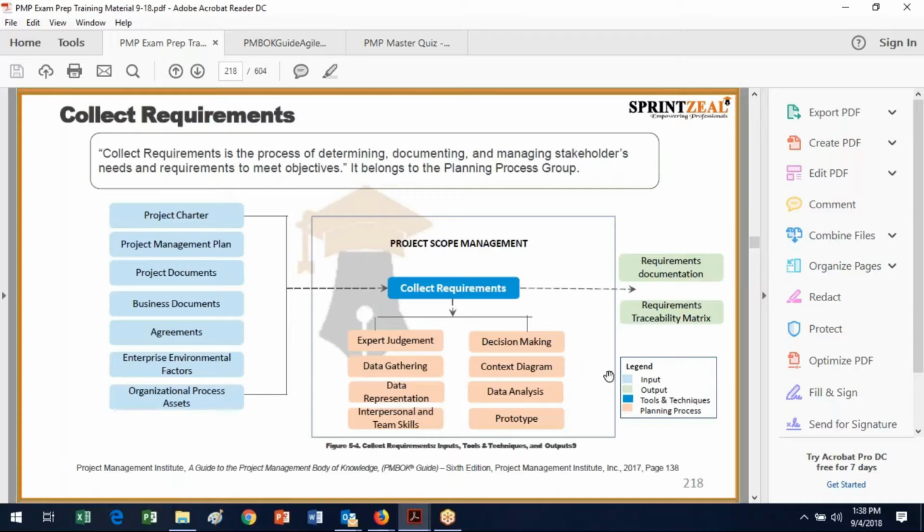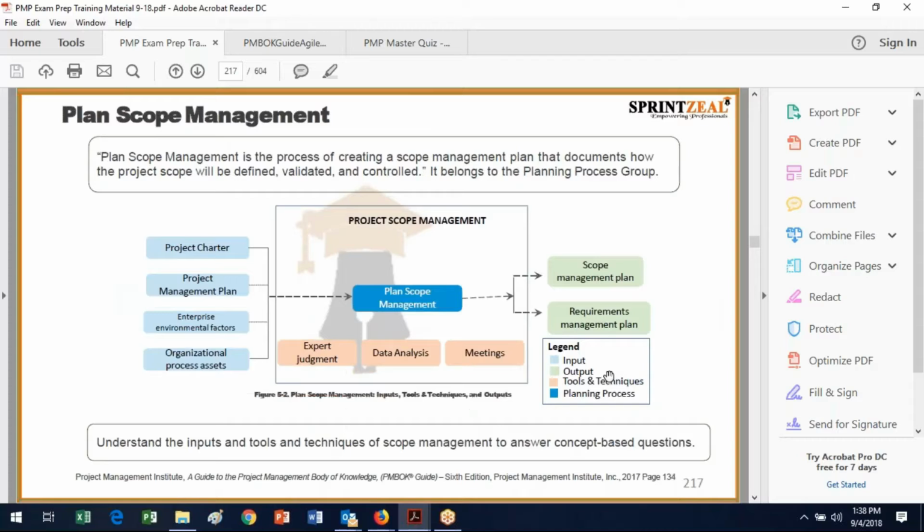So next, we're going to collect requirements. Collect requirements is the process of determining, documenting, and managing stakeholders' needs and requirements to meet objectives, again, as part of the planning process group. Here, again, we're going to have a whole lot of inputs because obviously it's important to collect as many requirements as possible, hopefully all of them, because ultimately any requirements we find later will become more expensive to implement.